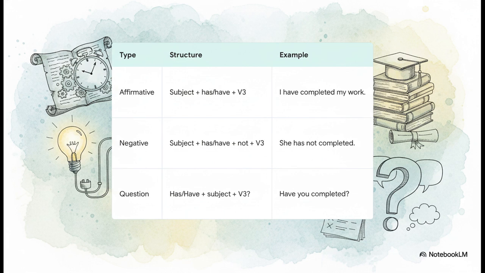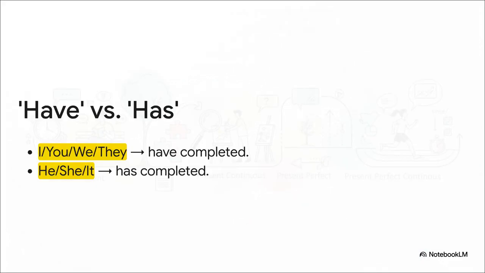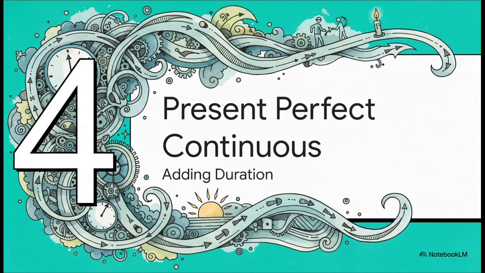See, the work was finished in the past, but the result, the fact that it's done, is what matters now. So when do you use has and when do you use have? Well, it's actually the same third-person rule we saw before. For I, you, we, and they, you're going to use have. But for he, she, and it, you switch to has. For example, she has completed or he has completed. It's that simple.